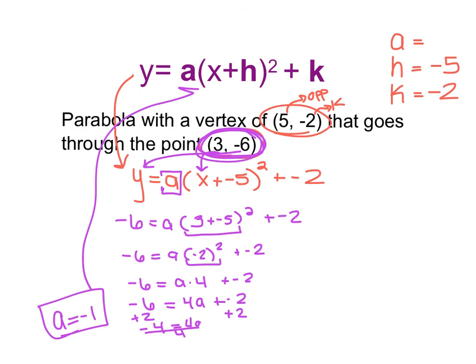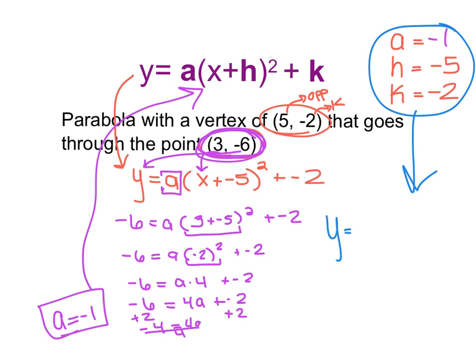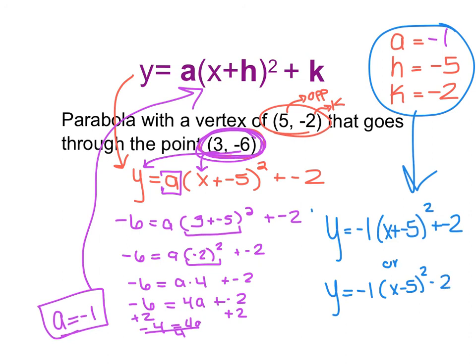So I can now take that and plug it into my equation, and now I've found values of a, h, and k for my quadratic. So we have y is equal to -1 for a, times (x plus -5) quantity squared, plus -2. Now if you don't like the keep, change, you could also write y is equal to -1 times (x minus 5) squared minus 2. Either of these would be fine depending on whether you like using plus and negative or you'd rather use subtraction instead.